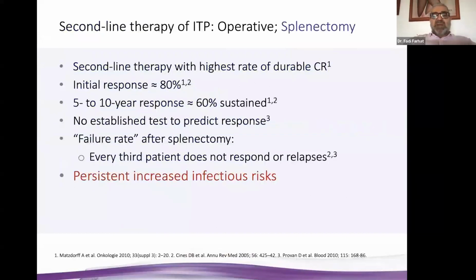I start with the splenectomy. It's the oldest way. It's the second line therapy with the highest rate of durable complete remission. Response initially might be almost 80%, and it might be sustained up to 10 years with 60% response. There is unfortunately no test to predict the response in such cases. But we have to remember that almost 1/3 of patients will relapse after this splenectomy, and we have to understand that there is a persistent increase of infectious risk in such a procedure.